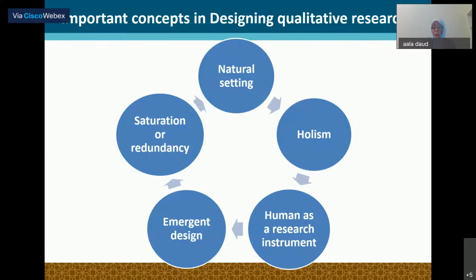Number four, emergent design. So the design actually emerges more and more through your research while you're conducting your research. And then finally, one of the important concepts is saturation or redundancy. So when is enough enough? When do you reach saturation? How many participants do you interview? Once you've had a response or an answer to your research questions, that's when you say, okay, now I have enough data, I can stop. You don't need to have a big sample size, a small sample size would be sufficient.